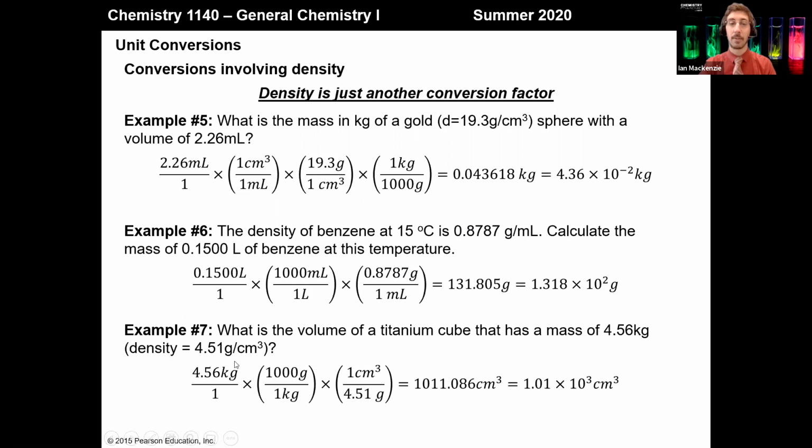Kilograms, I will convert that first to grams so that I can then use my density. And in this case, remember 4.51 grams is equal to 1 centimeter cubed. I can write that however I want. It doesn't have to be grams on top and centimeters cubed on the bottom. In this case, I want grams on the bottom so that it will cancel with the other grams here and centimeters cubed on top. You multiply through, report to the correct number of significant figures, and we come out with our answer.